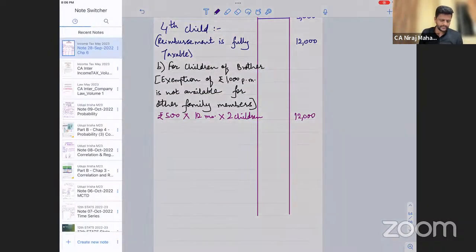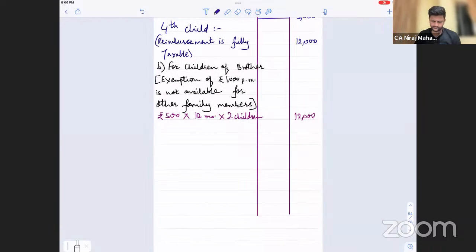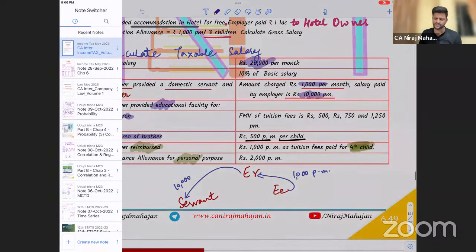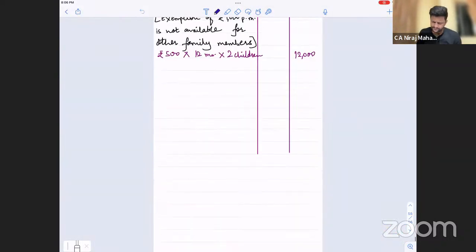Nothing else remains in the question, tell me. So calculate taxable salary: take gross salary minus 50,000. Do that quickly.